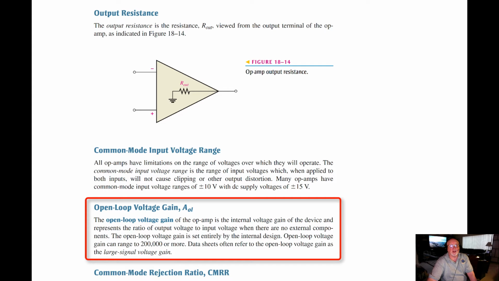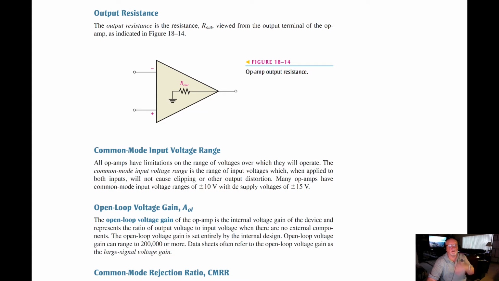Open loop voltage gain, A open loop. The open loop voltage gain of the op-amp is the internal voltage gain of the device and represents the ratio of output voltage to input voltage when there are no external components. The open loop voltage gain is set entirely by the internal design. Open loop voltage gain can range from 200,000 or more. Data sheets often refer to the open loop voltage gain as the large signal voltage gain.